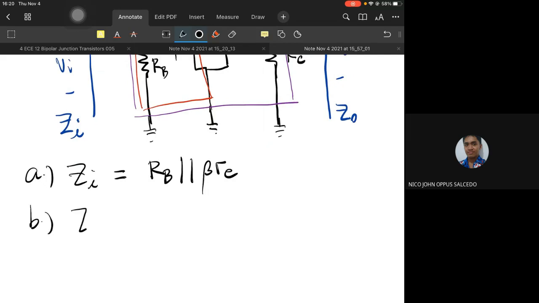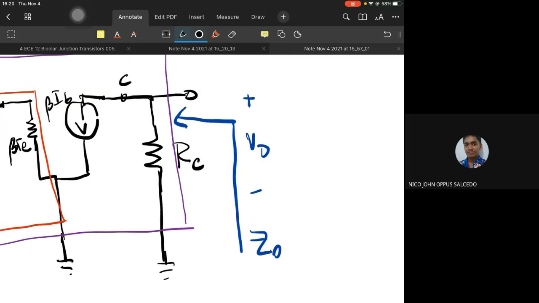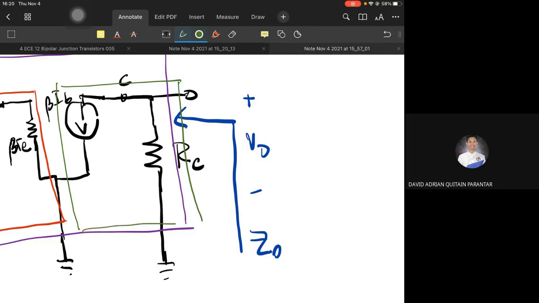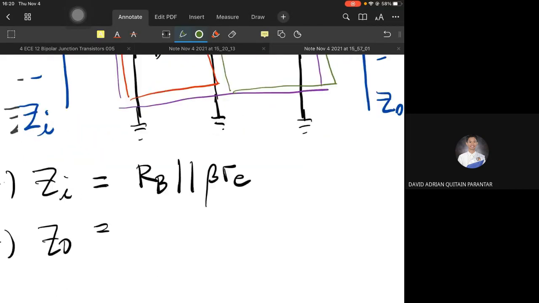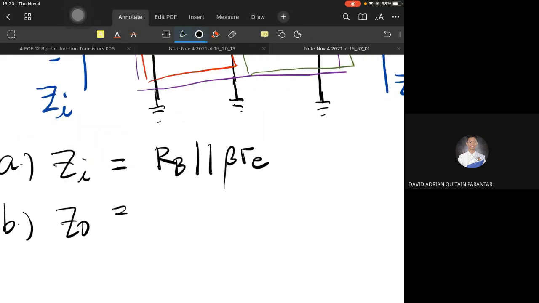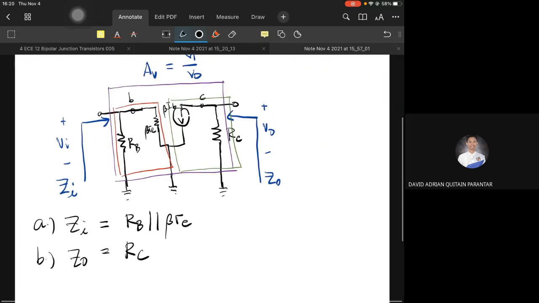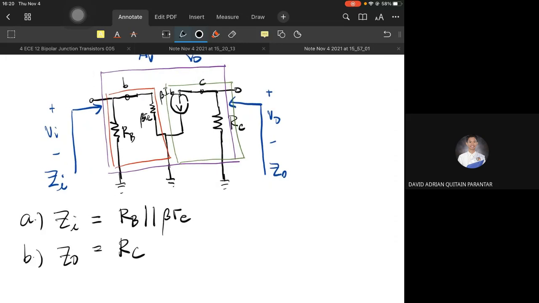How about for the output, ZO? Here, at the output side, which resistors are involved? Just one, right? Just RC? Yes, sir. Just RC. So ZO is equal to RC. So ZO is equal to RC. Very straightforward.